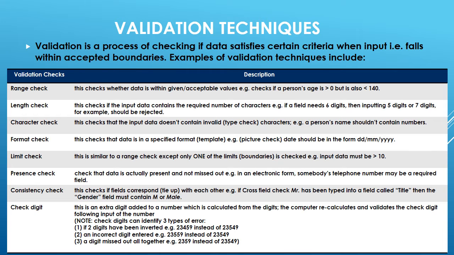Range check. This checks whether data is within given or acceptable values. For example, it checks if a person's age is greater than 0 but also less than 140.